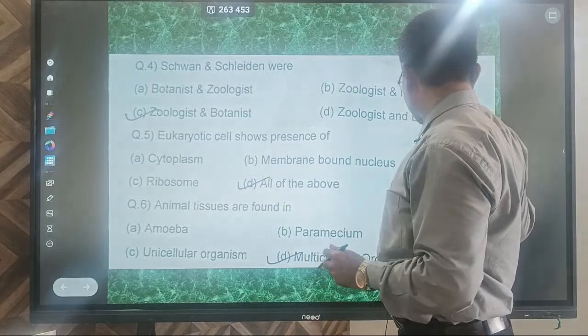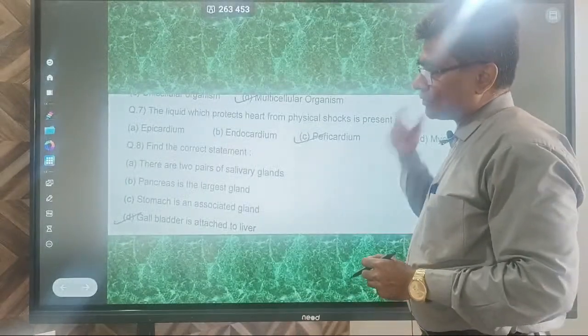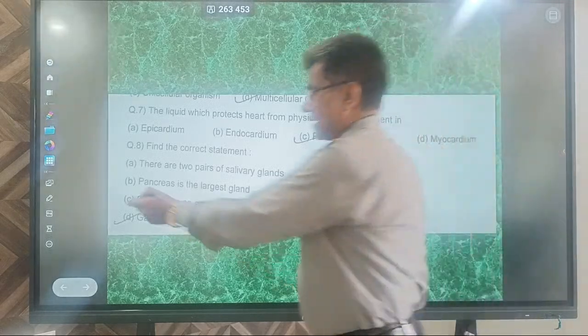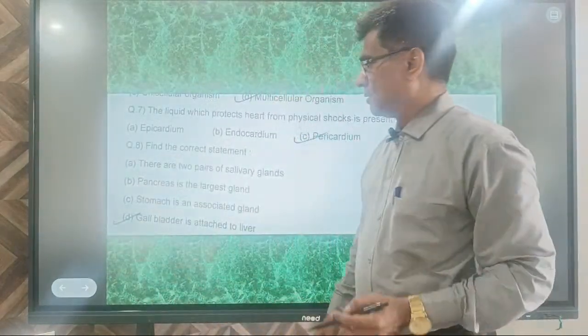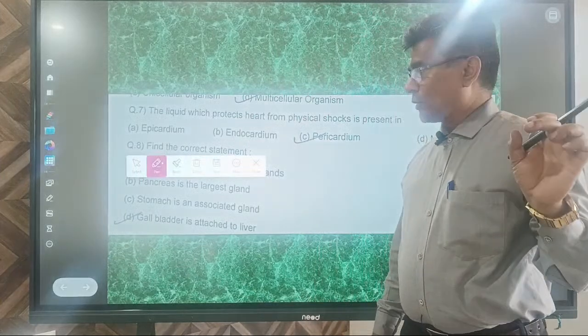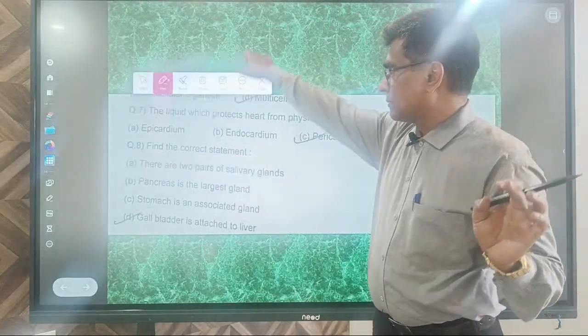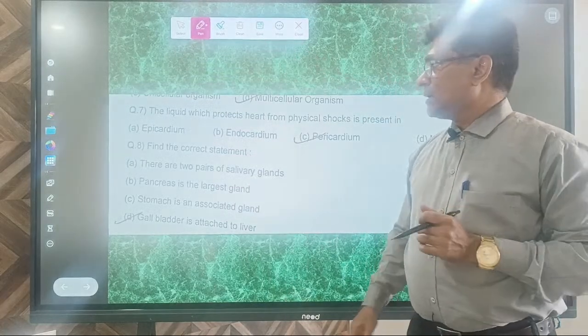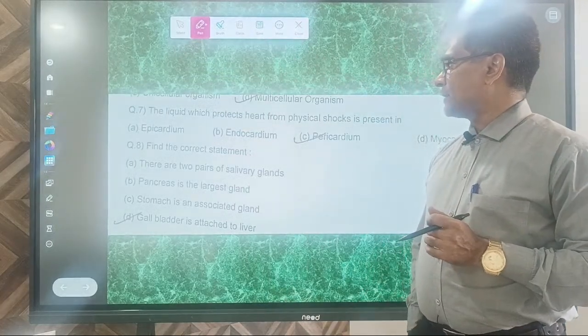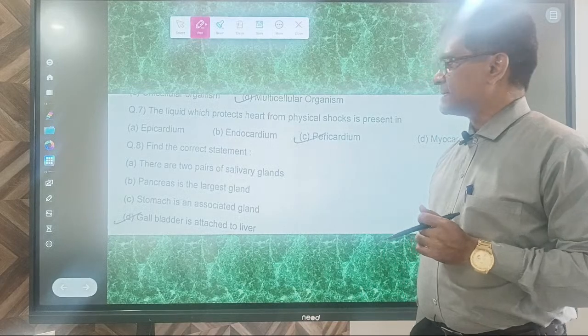Moving to the next question. Now see here, 7th. Okay, very simple again. So hope I am clearly audible and visible too. Okay, so let's talk about question number 7. The liquid which protects the heart from physical shocks is present in.